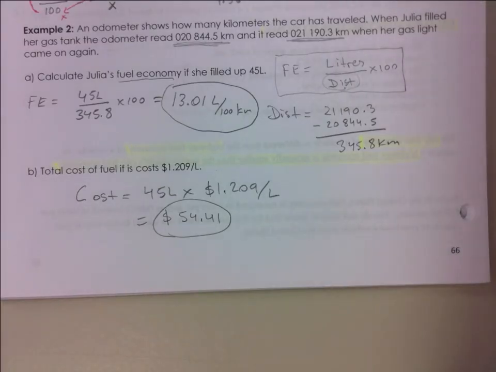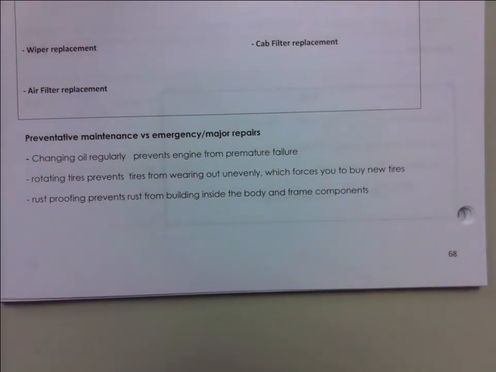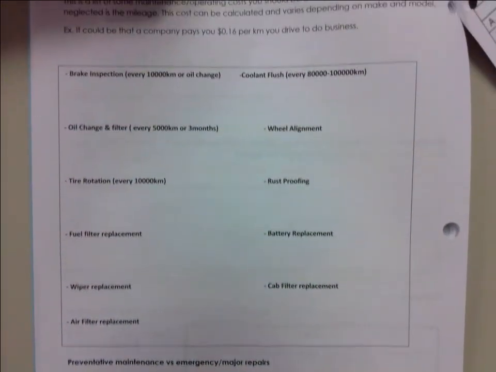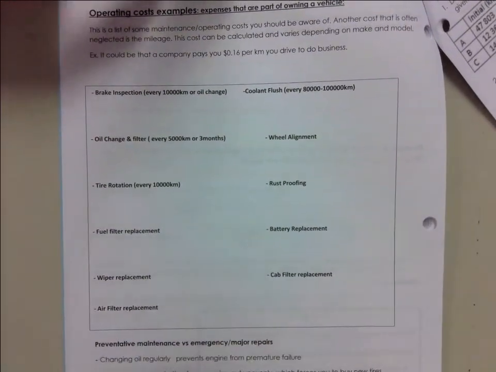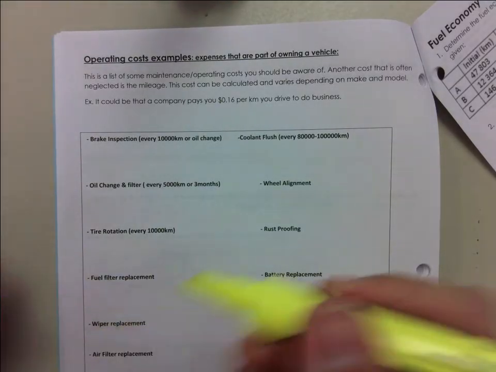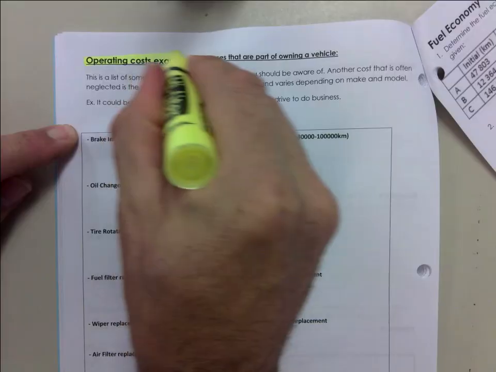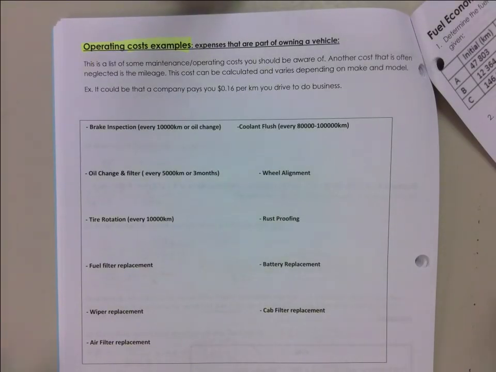I'm going to ask you to, we're going to skip 67. On your study sheet, I'm just going to ask you to have a few operating costs. Okay? You need to know a few. So I'm just listing a few there.